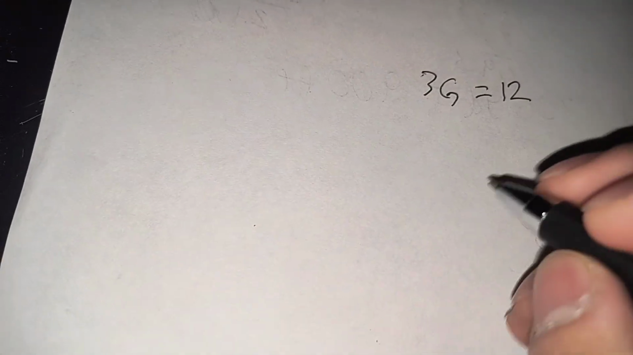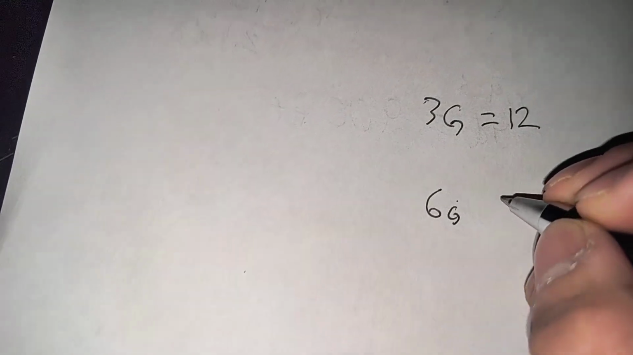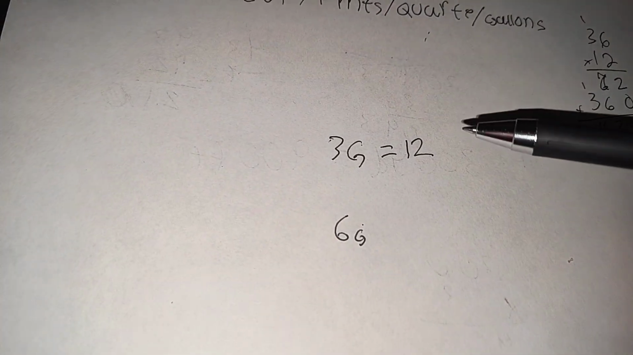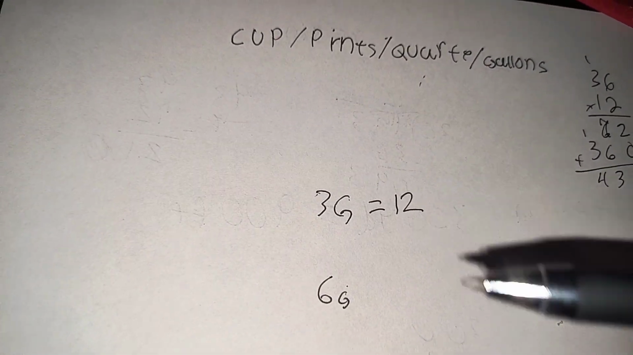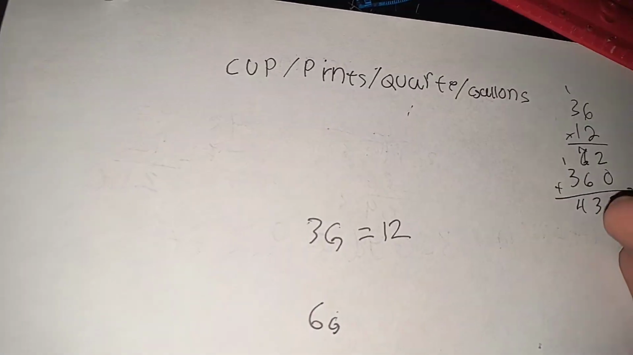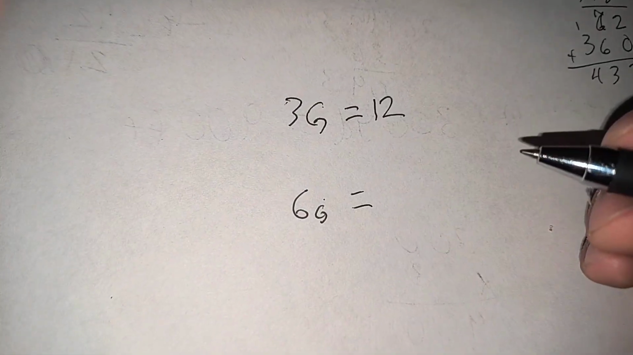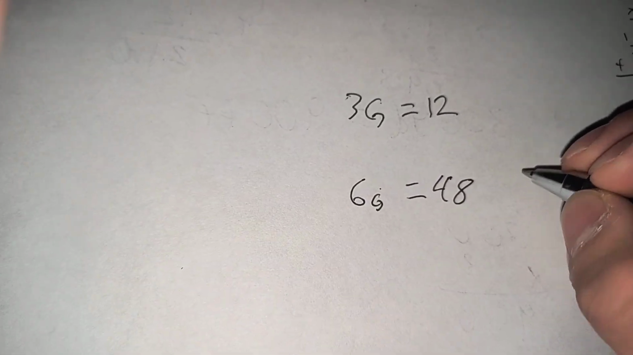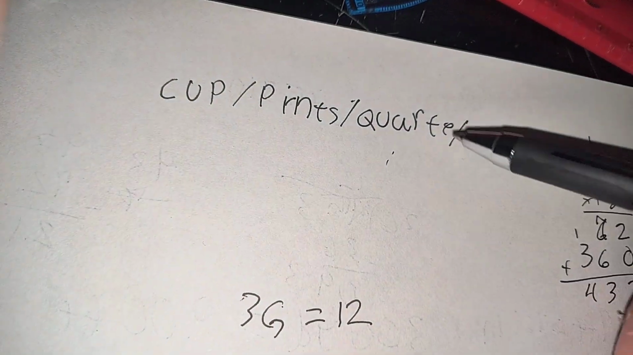Okay, well, let's say I had 6 gallons of milk, and I wanted to find out how many pints it was. Well, since there are 2 pints for each quart, and there are 4 quarts for each gallon, if I multiply 2 times 4, that means there are 8 pints for each gallon. And then I just multiply 8 times 6 because we got 6 gallons. 8 times 6 is 48. So 6 gallons would be equal to 48 pints because there are 8 pints in each gallon.